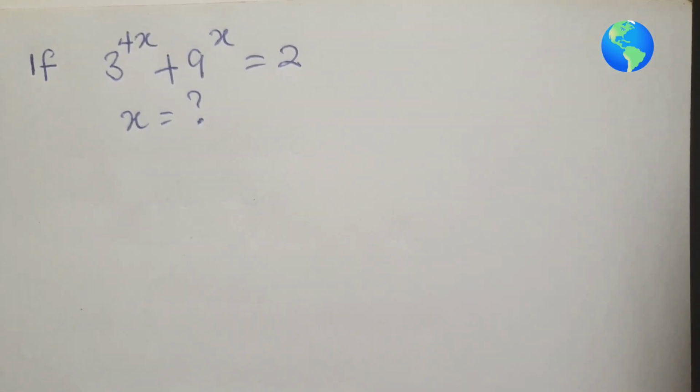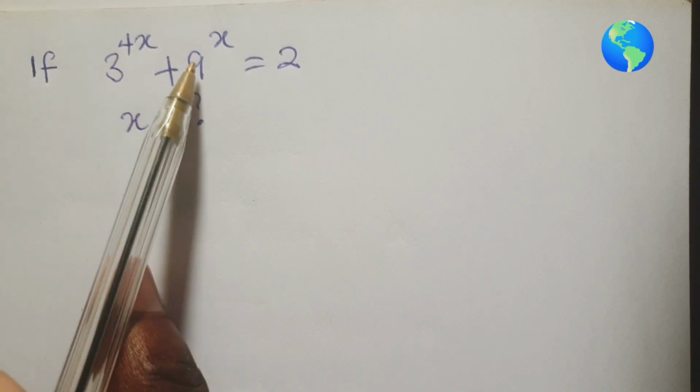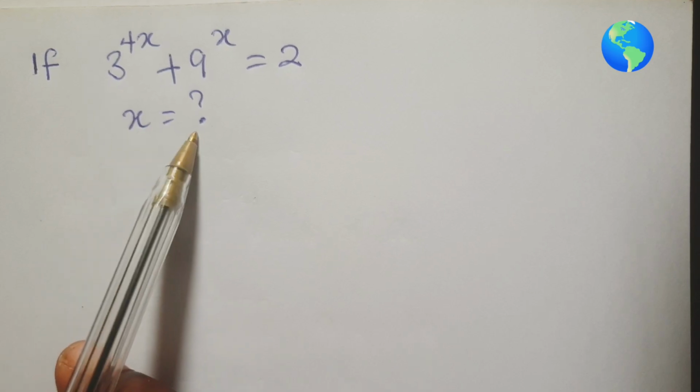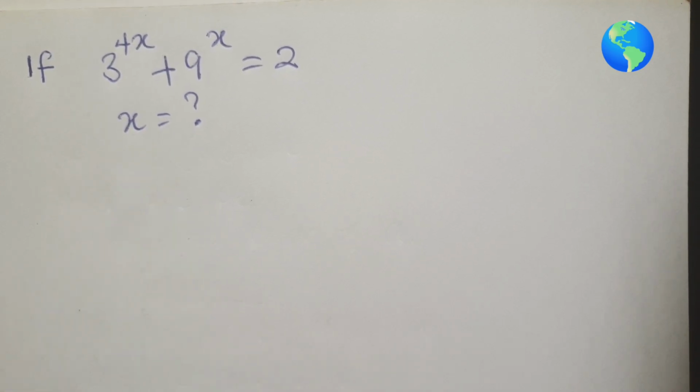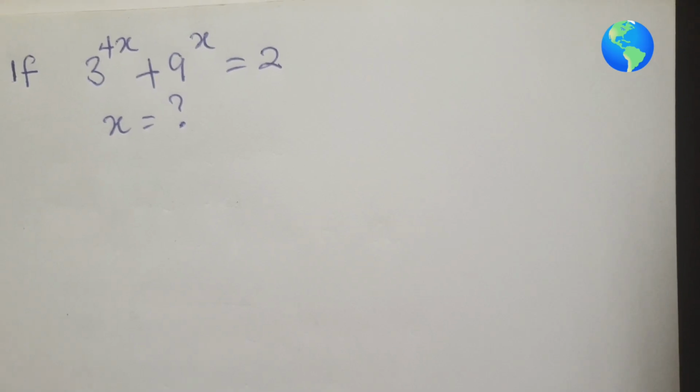Viewers, we have a very tricky and interesting question to tackle today. The question says, if 3 raised to the power of 4x plus 9 to the power of x is equal to 2, find the value of x. This is a very interesting question, but it's a bit long, so stay tuned and let's follow the process.